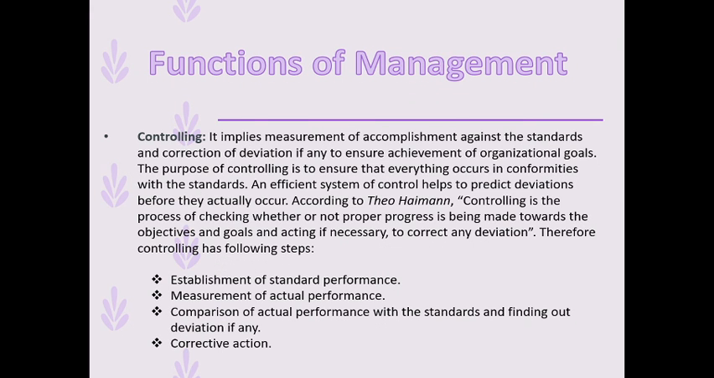Now comes controlling. Controlling implies measurement of accomplishment against the standards and correction of deviation if any to ensure achievement of organizational goals. The purpose of controlling is to ensure that everything occurs in conformity with the standard. Of course there are a set of standards, a set of benchmarks according to the goals, and a process happens for achievement of those goals. At the end of the day, you need to look at your output and your input, observe what exactly was the goal that you set and understand where you went wrong, if there are any deviations, or if you were unable to achieve your target, be it a qualitative target or a quantitative target.